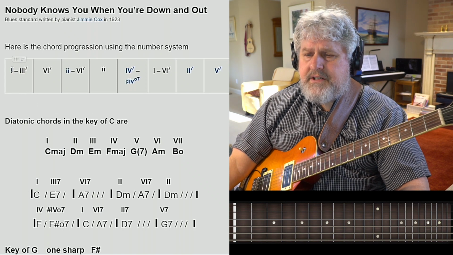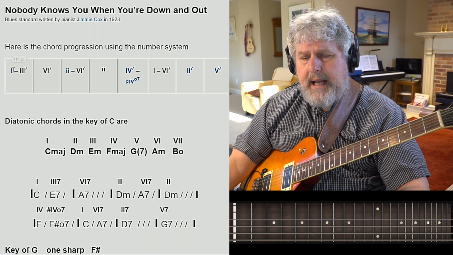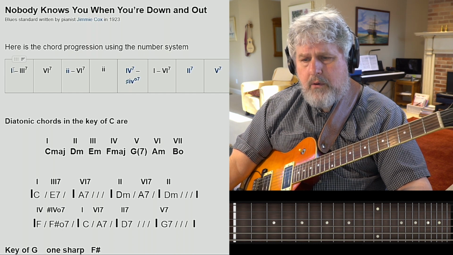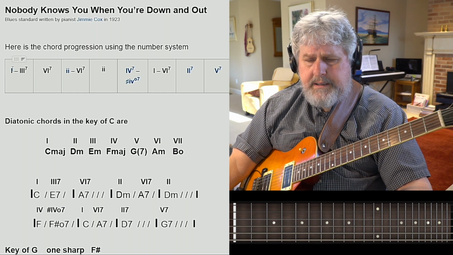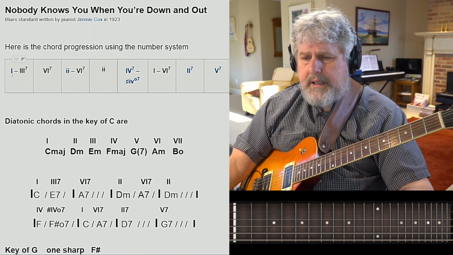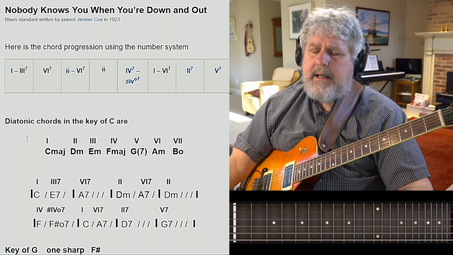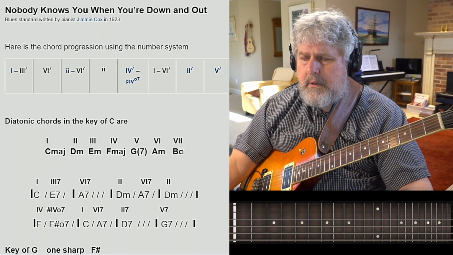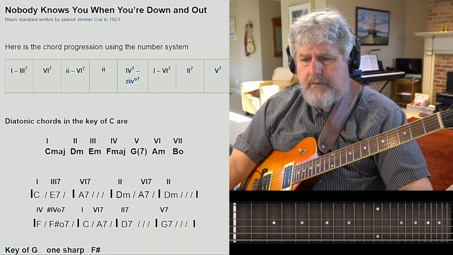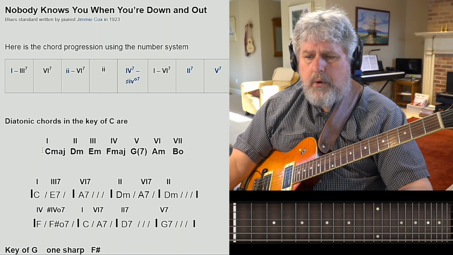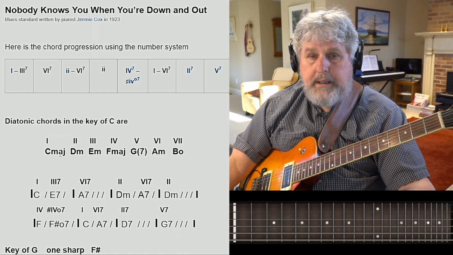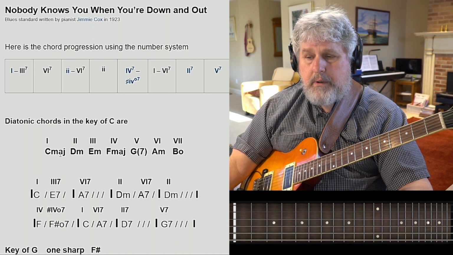Now, this diagram here tells us that we have a 1 chord, but it doesn't tell us what key I'm in. So let's take these numbers and play them in the key of C. So the first number is the 1 chord. Well, I know that the 1 chord is going to be a C major chord.